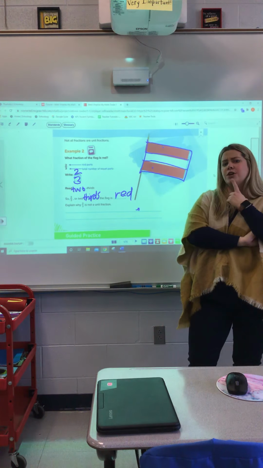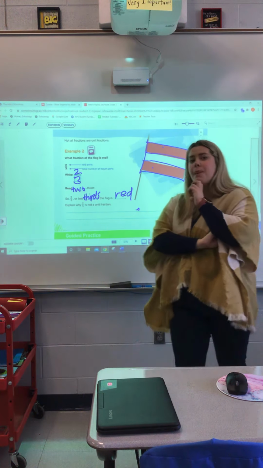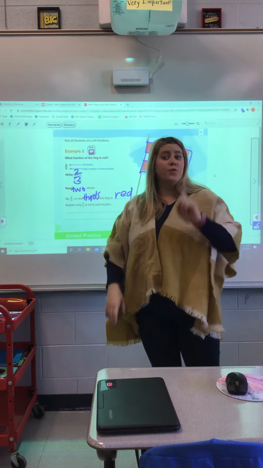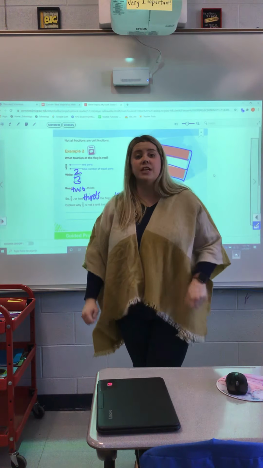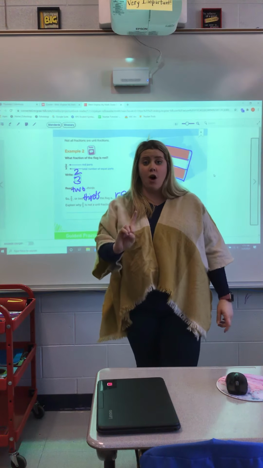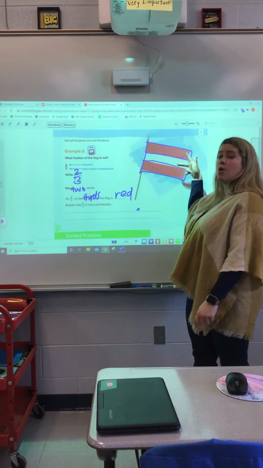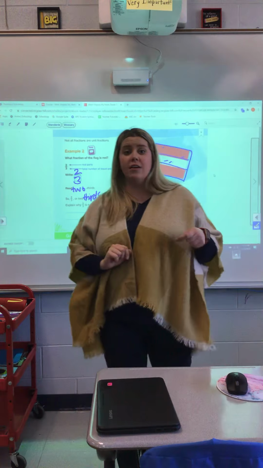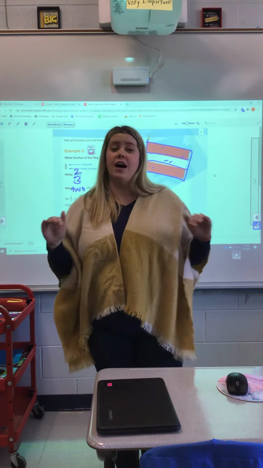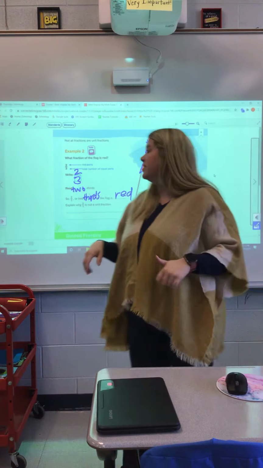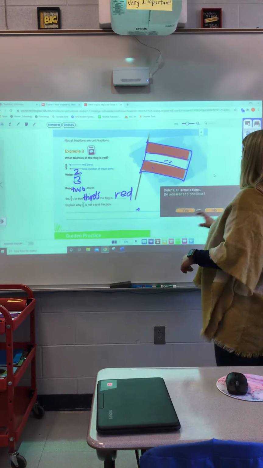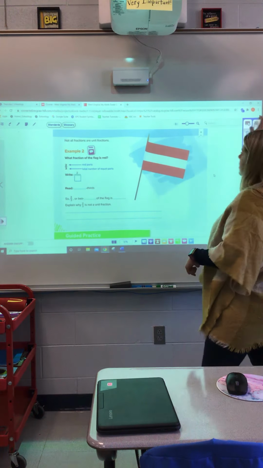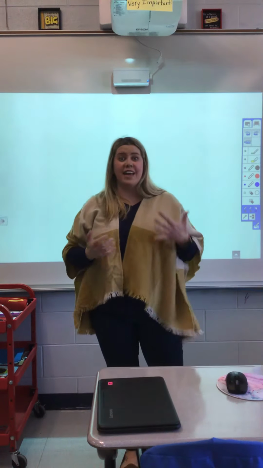Why isn't 2/3 considered a unit fraction? Right, a unit fraction is only one part of the whole. How many parts of the whole is this? 2. So if your numerator is not a 1, it's not a unit fraction. So let's practice identifying some more fractions.